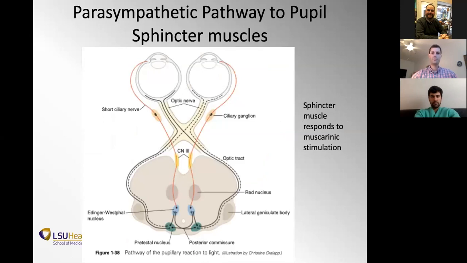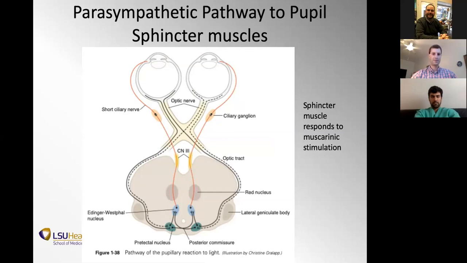And then for the parasympathetic pathway, this is going to the pupil sphincter muscles, causing constriction of the pupil. And probably the most important area of control, I would consider, is the Edinger-Westphal nucleus. That area receives input from the two pretectal nuclei, both the ipsilateral and the contralateral one. And this is in the midbrain, just for your reference. And the pretectal nucleus gets its information from the optic nerve.